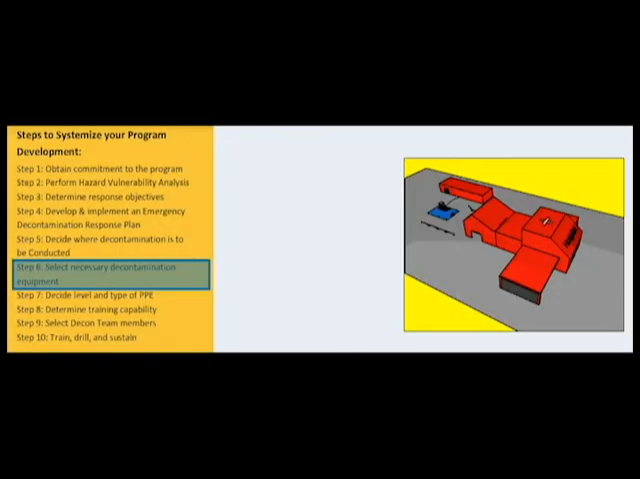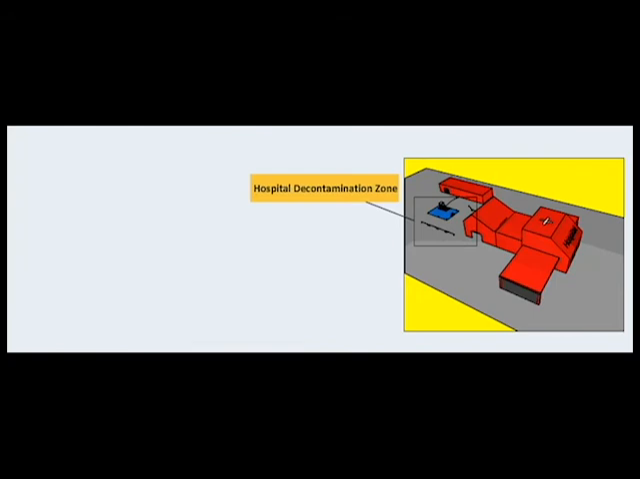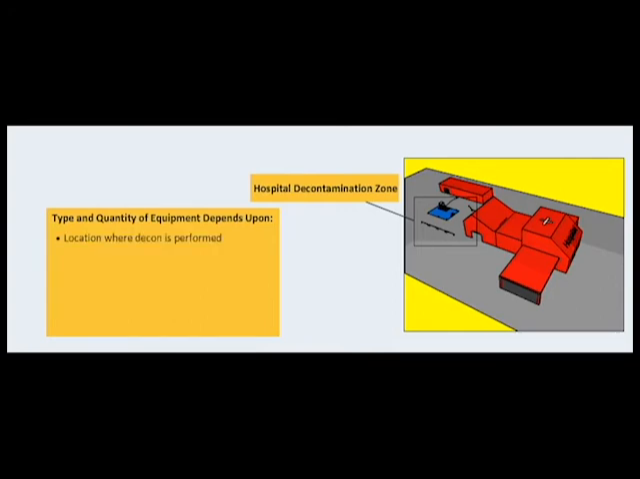Step 6. Select necessary decon equipment. Once the hospital decontamination zone has been identified, decontamination equipment and accessories need to be acquired. The type and quantity of equipment depends upon the location where decontamination will be performed, outdoor versus indoor, weather, and the level of preparedness desired by the hospital.